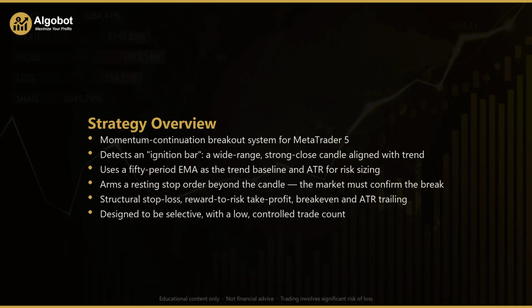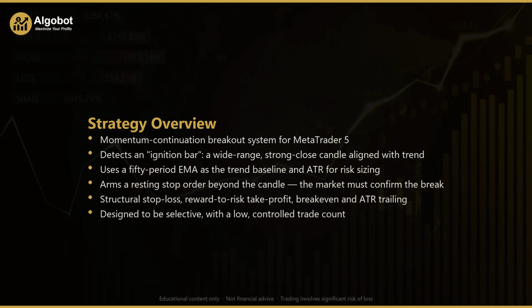The core idea is the ignition bar. The strategy is looking for one candle that does three things at the same time. First, it expands. The candle's range has to dwarf the recent average range, so it stands out as a genuine burst of volatility coming out of quieter conditions. Second, it commits. The candle must be a real body, not a thin wick, and it must close hard at one end of its own range, showing that one side finished firmly in control. Third, it aligns. The candle has to agree with the prevailing trend, which the strategy measures using a 50-period exponential moving average. We join momentum, we do not fight it.